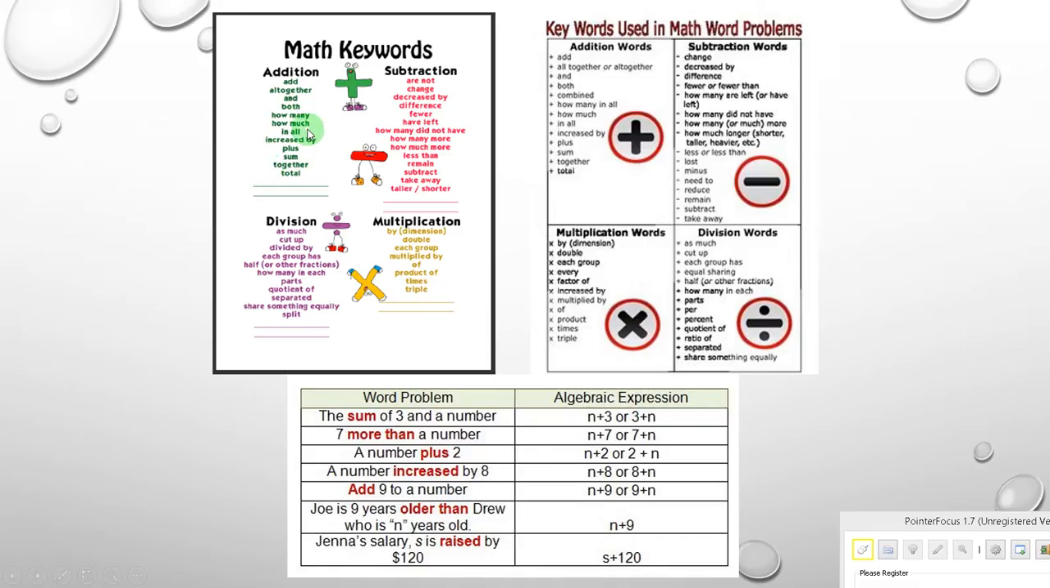So you need to make a note over here, a different chart. Add, altogether, and, both, combined, how many in all, how much, in all, increase by, plus, sum, together, total. And then of course you got subtraction. And so what I would suggest for you to do, the first thing is you need to learn some of these key words. And that's all I can tell you on that, because if you don't learn the key words, you're not going to know what to do.